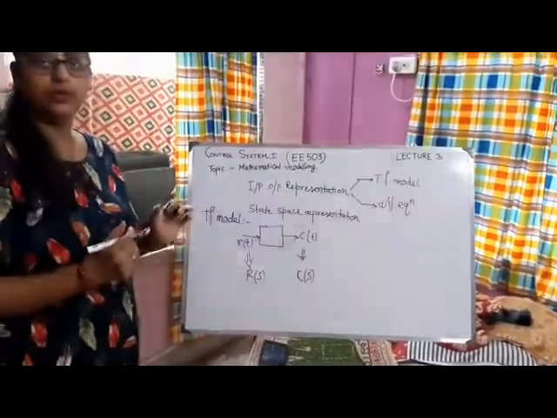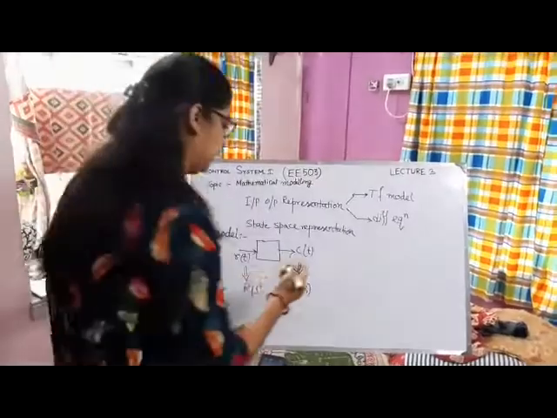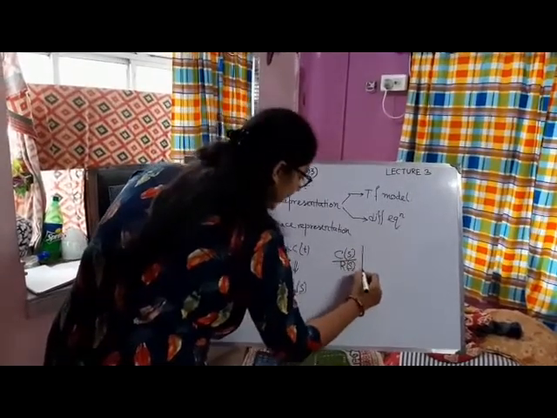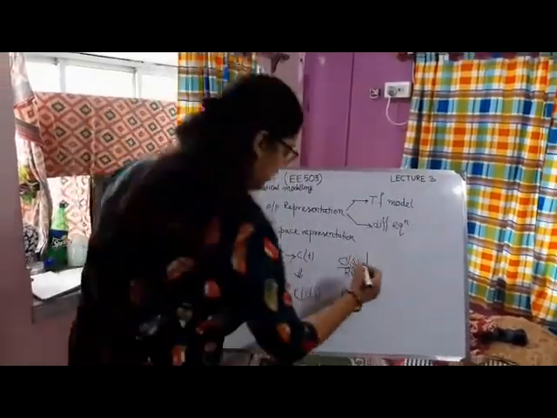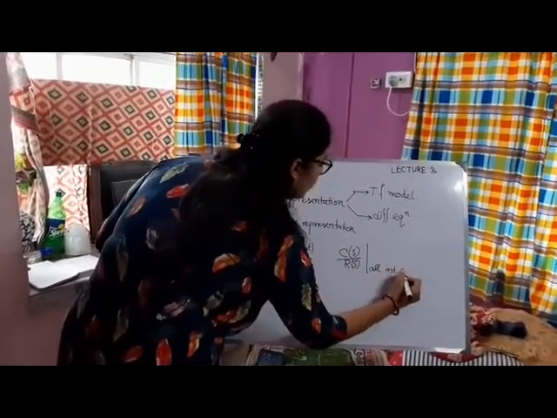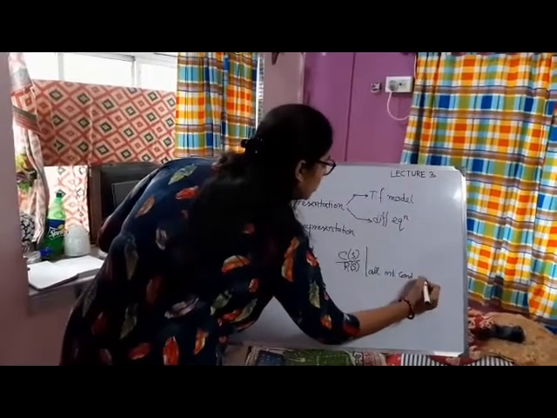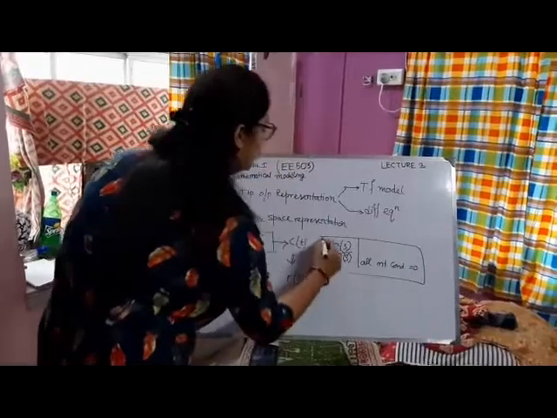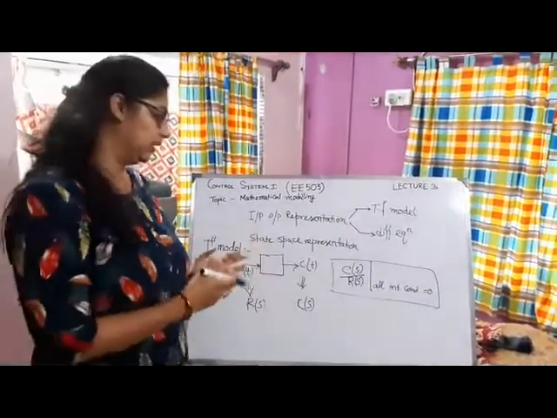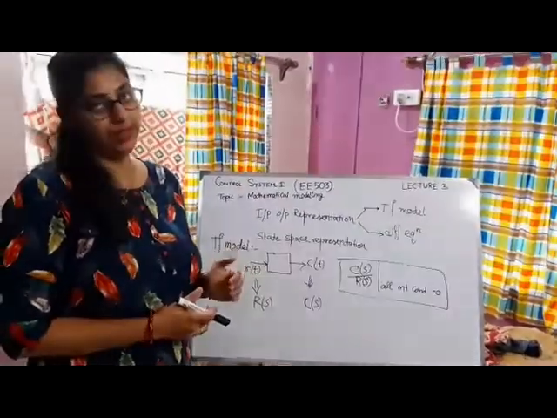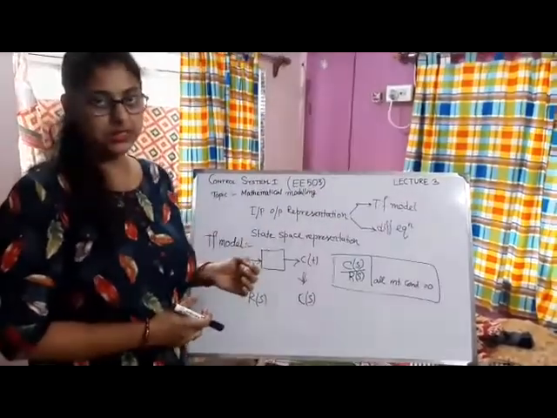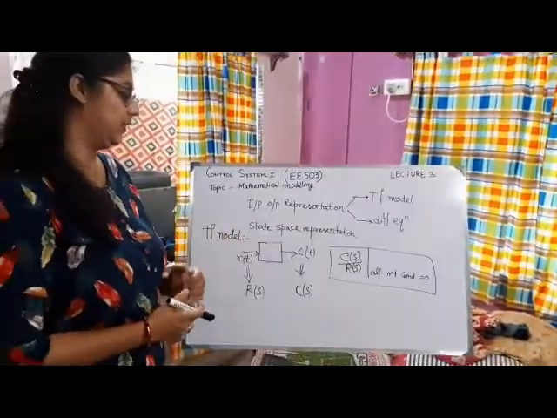Now if we find the ratio of C(s) by R(s), with all initial conditions assumed to be 0, then this model is known as the transfer function model. So first a system will be given, and the given system may be electrical or mechanical. Then we have to find the differential equations that represent the system. Then we have to convert them into the transfer function model.